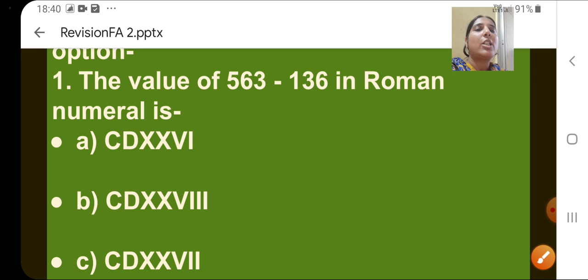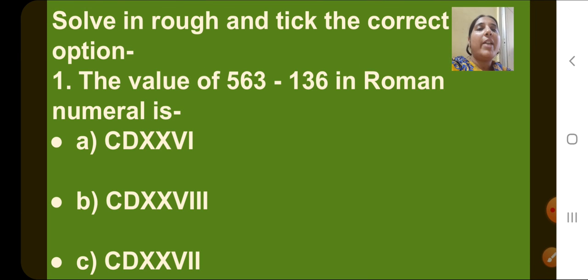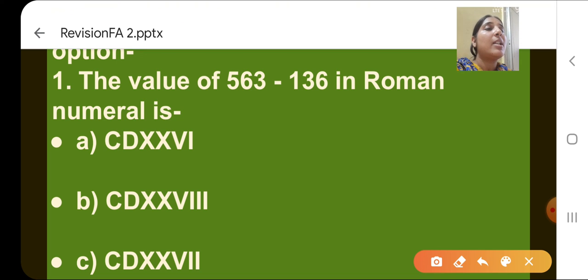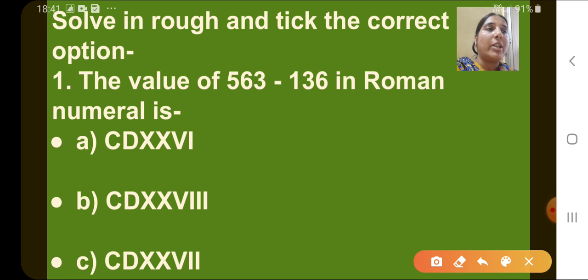Now let's move to the next question. Now this question is solve in rough and tick the correct option. So you have to solve this problem. First you will solve this problem in your rough notebook or whatever paper or pen is available to you. Then you find out the solution and then you tick the correct answer. Okay. So the value of 563 minus 136 in Roman numeral is. So first let's find out the difference of the numbers which are being given. Let's find the difference and then we will convert that difference to Roman numeral.